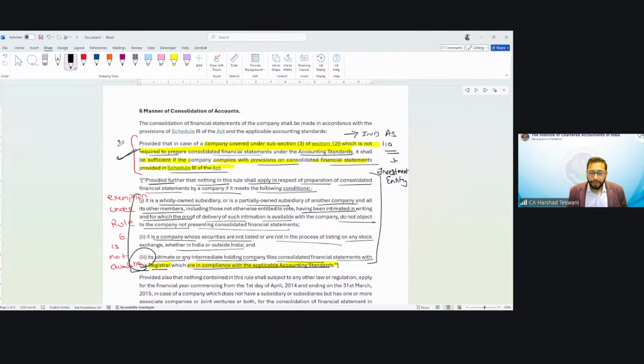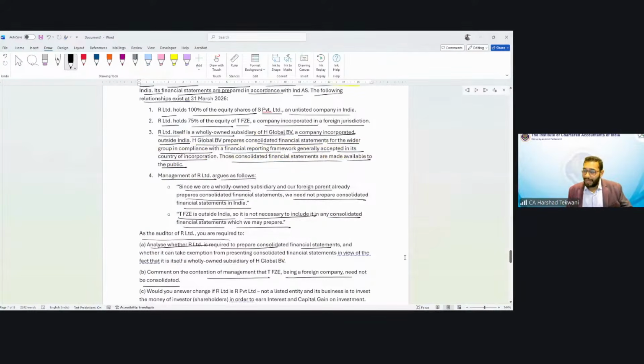Okay, so if I talk about this example, point number C, what H Global BV does doesn't matter even. Because the moment I say R Private Limited, not a listed entity, not in process of listing, is an investment entity, R Private Limited is not required to prepare CFS. Simple. Clear? Any doubt?